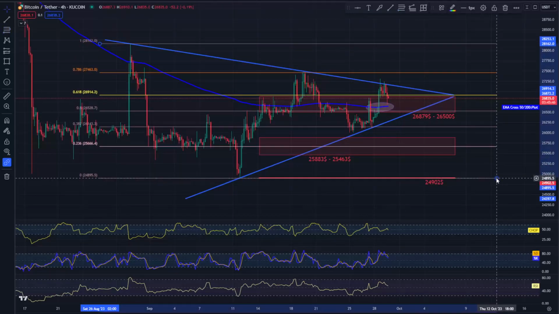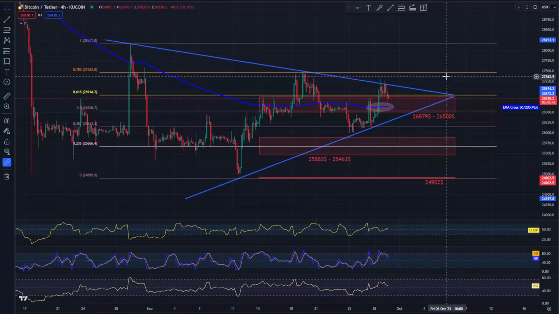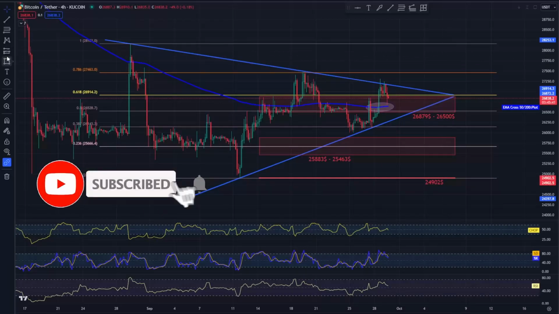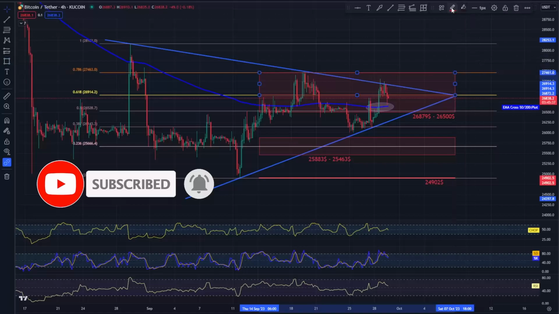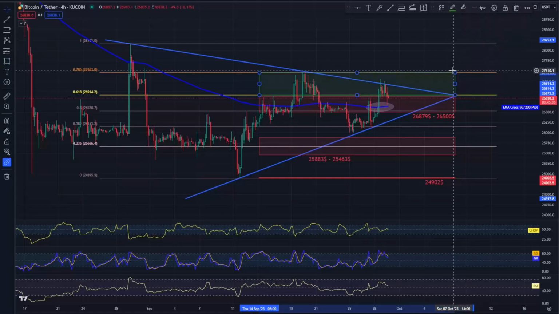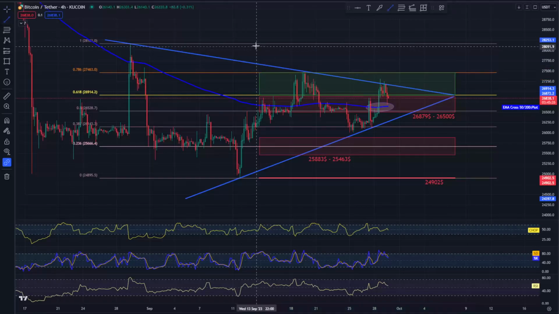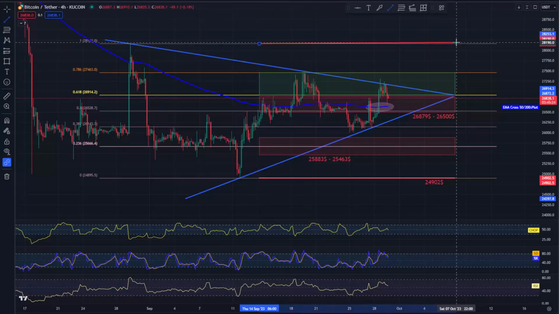Looking the other way, in a similar way we can check the resistance areas, and here immediately above the price there is a strong resistance zone from $26,915 to $27,461. Only when we manage to get out of it and test positively, we can see an increase to the resistance level at $28,162.